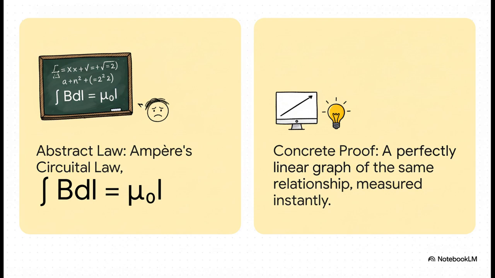All those symbols. But on the other hand, you have this, a perfectly straight line on a graph that proves the exact same thing, measured instantly. Which one gives you that aha moment, that gut-level understanding? For most of us, it's definitely the graph.